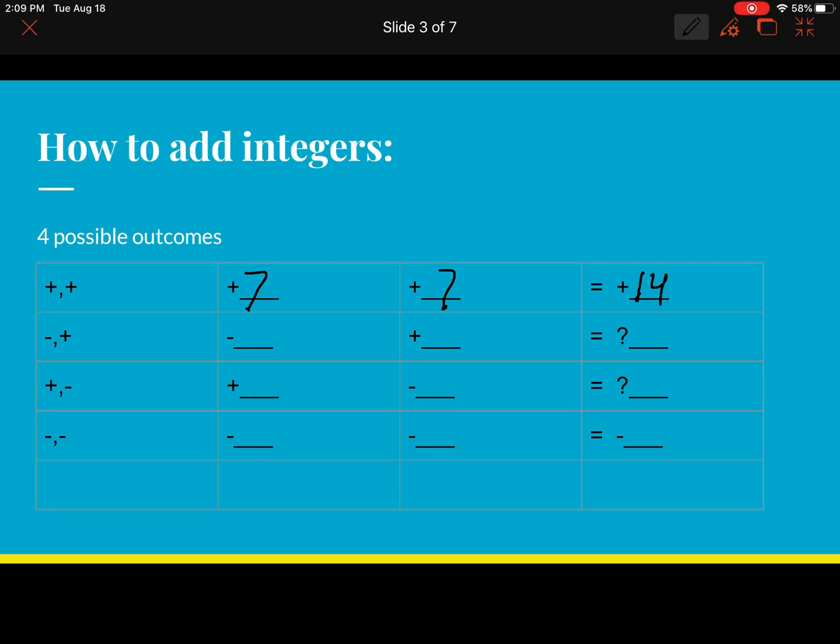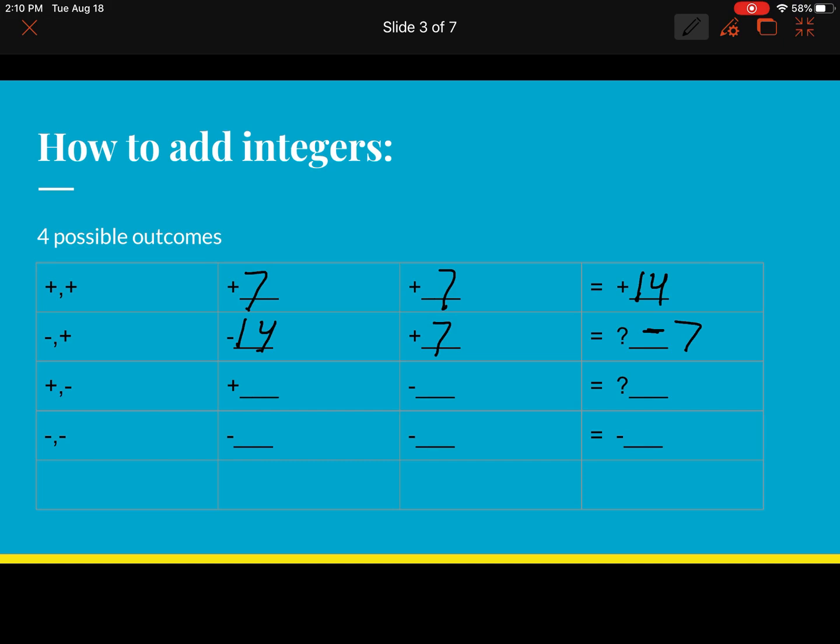Now with a negative integer and a positive integer, we won't know what number we will get. The number we will get will be whichever number has the higher absolute value. So if we have a negative 14 and a positive 7, our answer is going to be -7, because negative 14 plus positive 7 would be -7. The reason we would be negative is because 14 is larger than 7. So the absolute value of -14 is larger than the absolute value of 7.